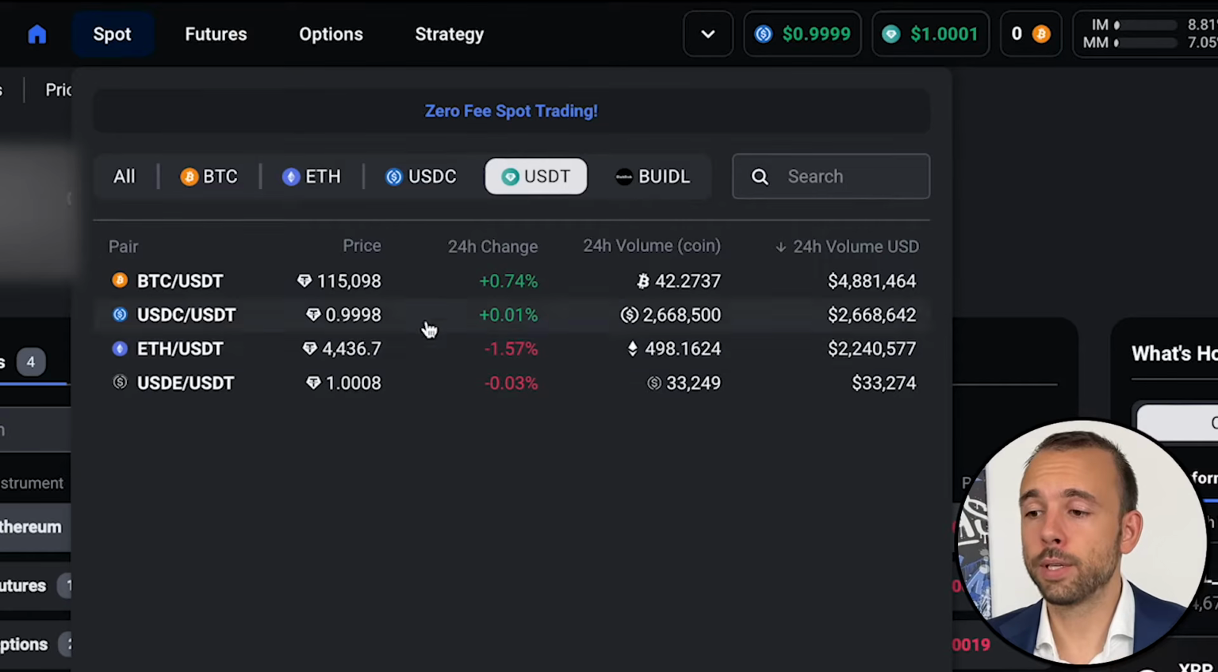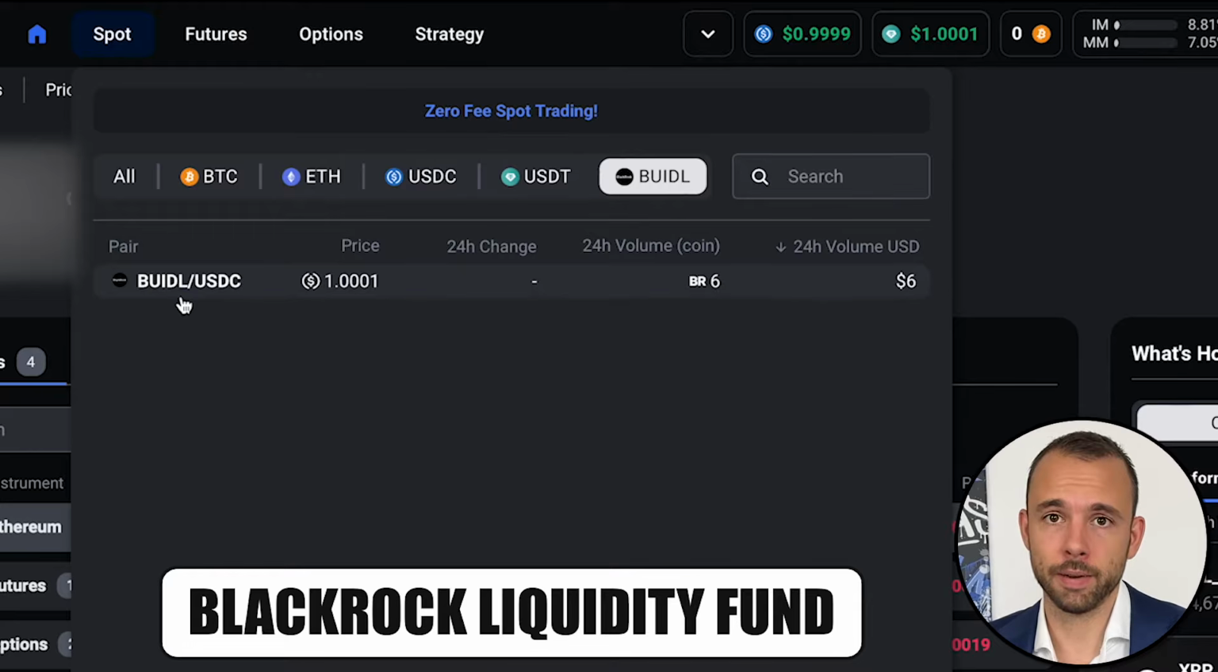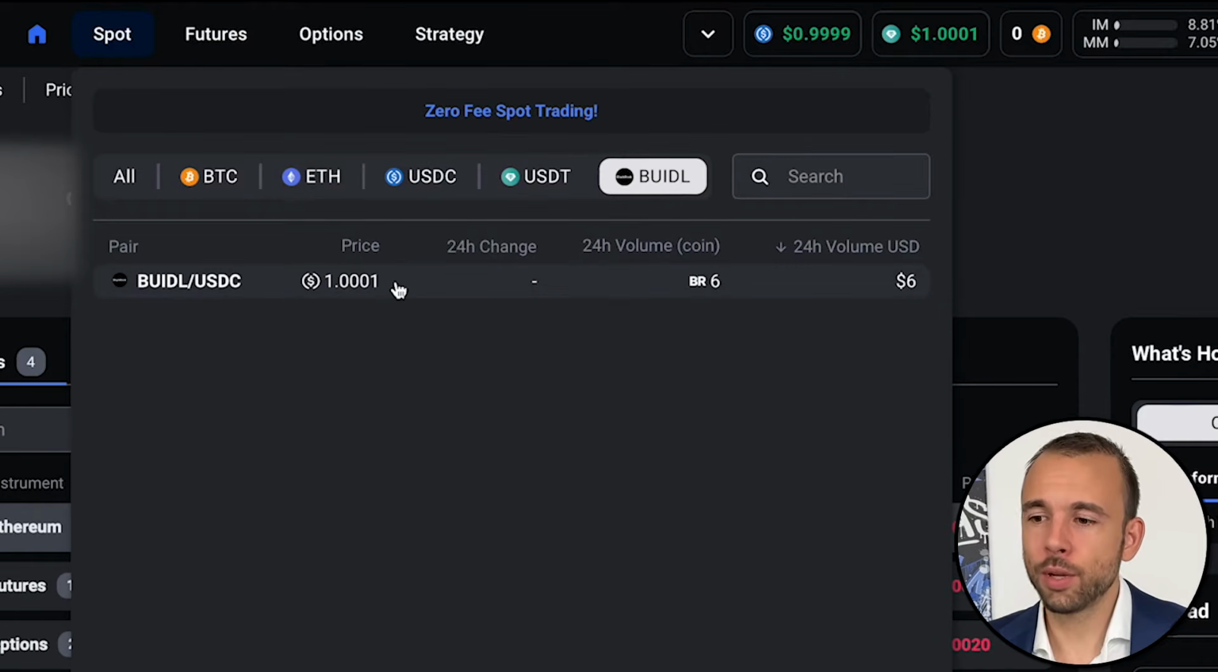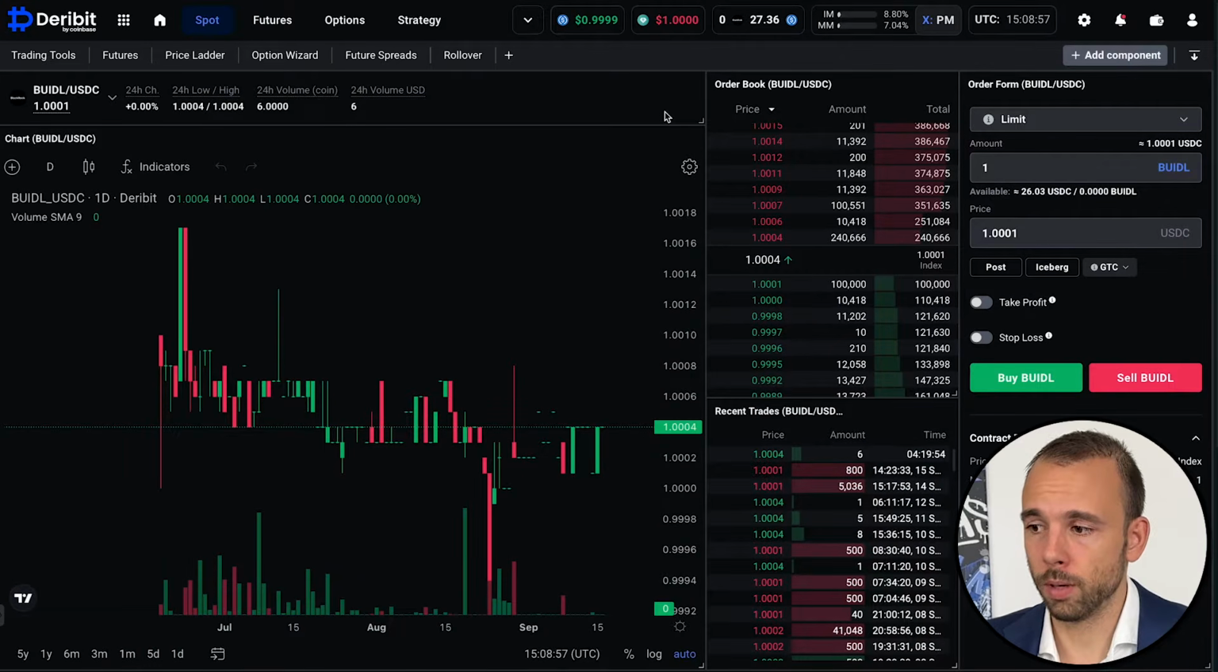And as I said, on Deribit, there is the possibility to buy the tokenized money market fund from BlackRock. And let's do the test trade on Deribit so that you can watch how exactly to trade the spot trading on Deribit. So, I click on it, and here I can see the spot trading window. And it's very simple and very similar to all other exchanges that you know.